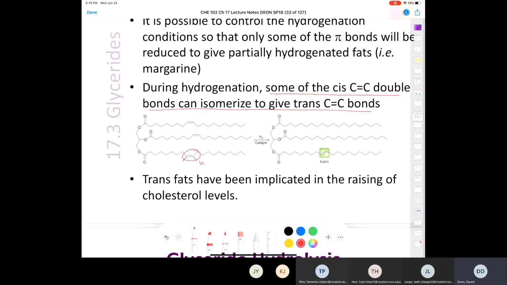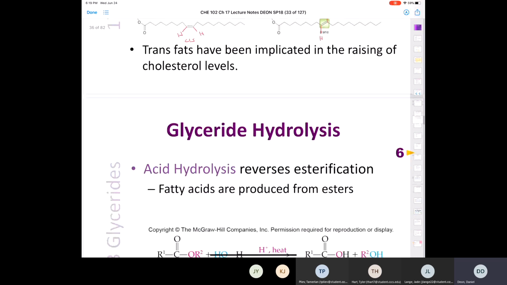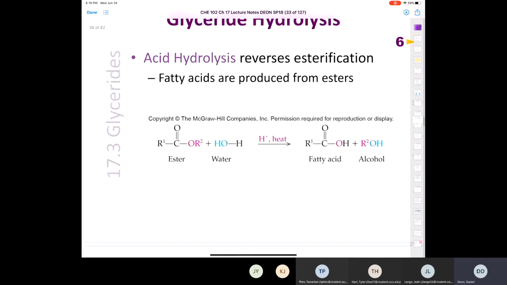Right here we have the two hydrogens on the same side of the double bond, and so that is cis. And then here you can see that they're on opposite sides, and so we get a trans fat. And trans fats have been implicated in the raising of cholesterol levels, and of course the cascade of events that can follow from having high cholesterol levels. So, kind of some interesting chemistry here. Now you can tell your friends that trans fats, in fact, are not natural. They are man-made, and they have been shown to possibly cause deleterious effects to human beings' health.